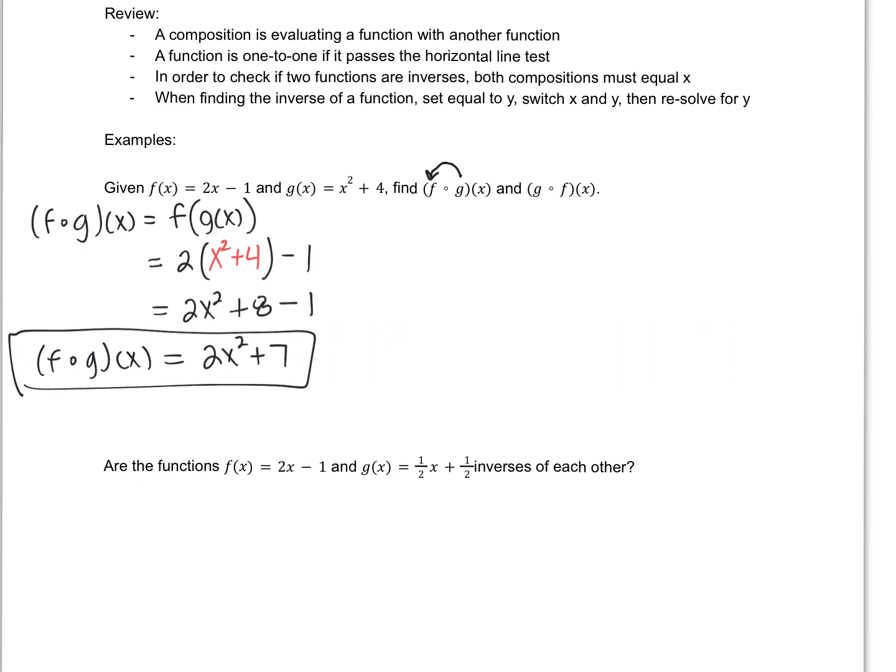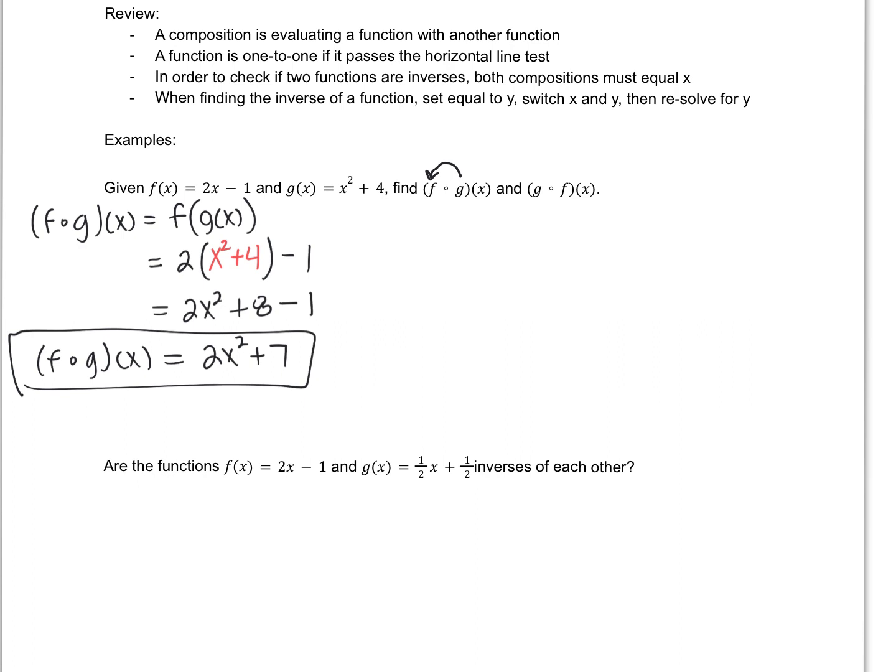It's important to indicate that when we're finding a composition, we're not multiplying the two equations together, and we're not going to have 2x times x squared plus 4. We're replacing the x instead of just multiplying it.